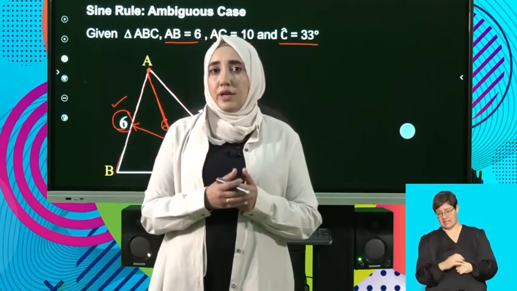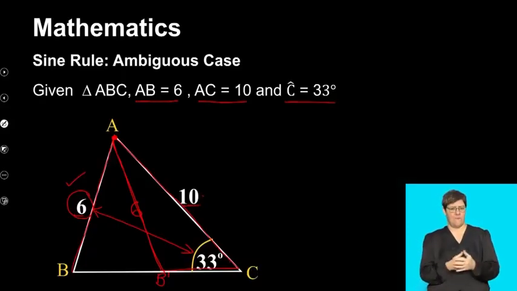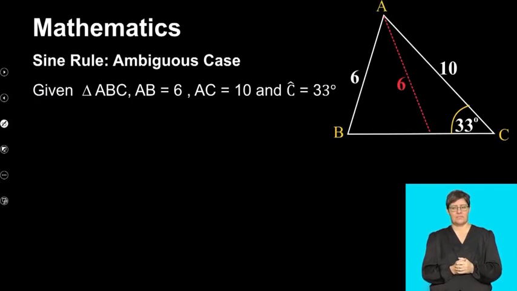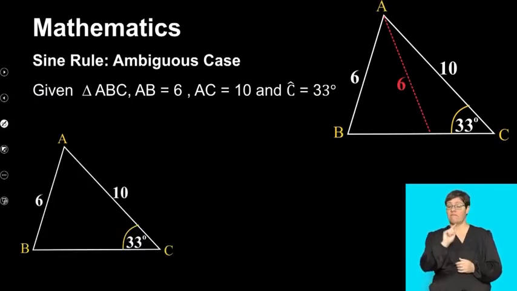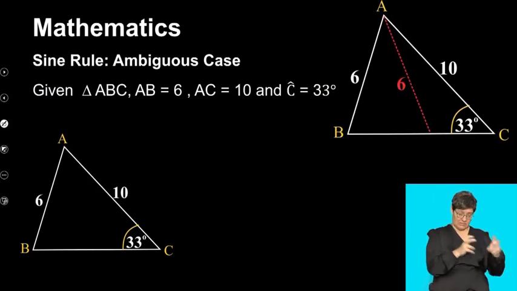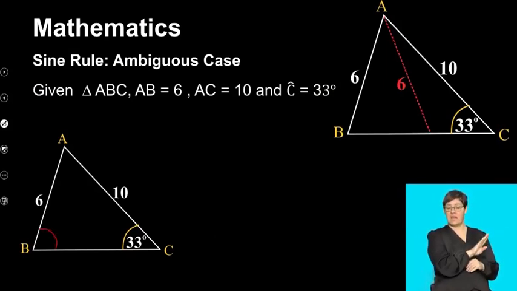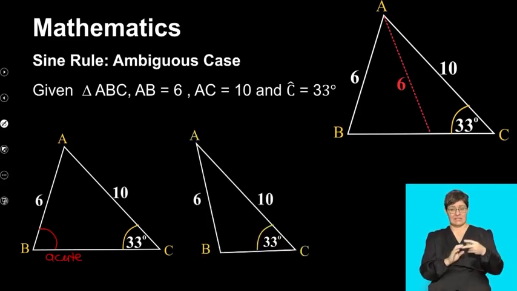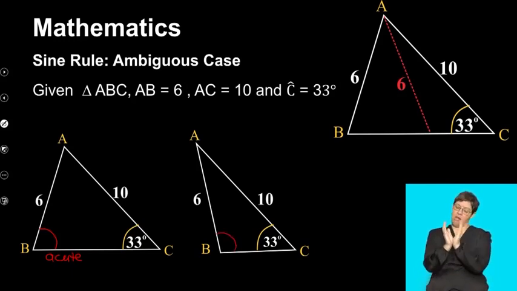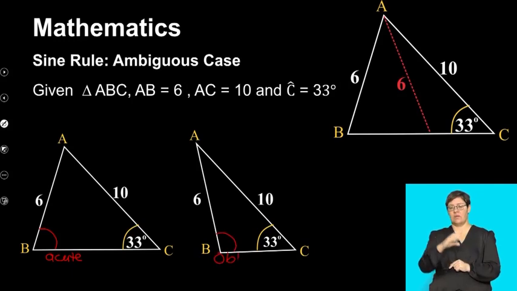Let's look at what our two triangles will look like. Our first triangle is exactly as we drew it, so that's the big triangle. In this case, angle B will be an acute angle. And the second triangle that we can draw with the same information now has B bigger than it was earlier, and now we have the obtuse angle B.